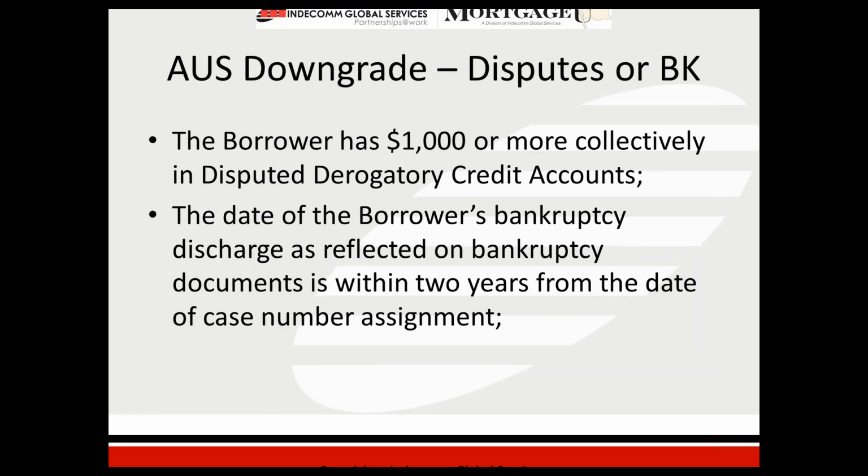Other aspects, and these are all found for you on page 9 of your job aid. The borrower has $1,000 or more collectively in disputed derogatory credit accounts, or the date of the borrower's bankruptcy discharge as reflected on the bankruptcy documents is within 2 years from the date of the case number assignment. If you recall, the bankruptcy guidelines call for at least 2 years. So if your bankruptcy documentation is within 2 years, that approve/accept is null and void, and now it has to be manually underwritten.